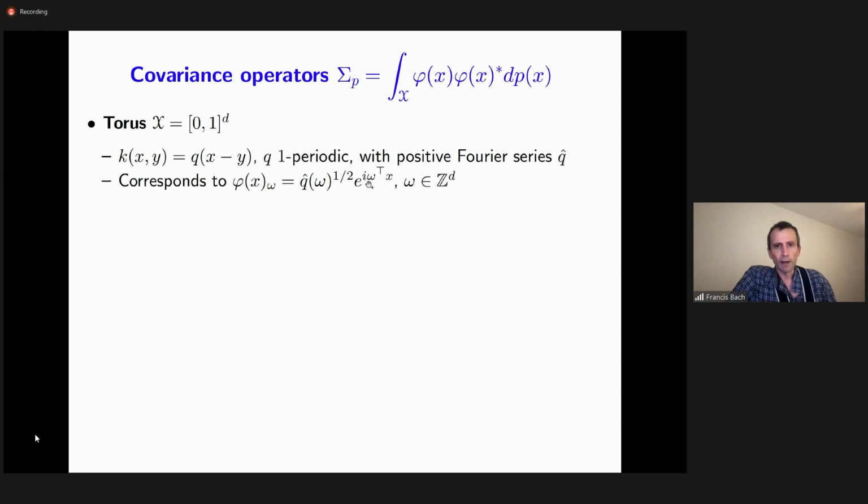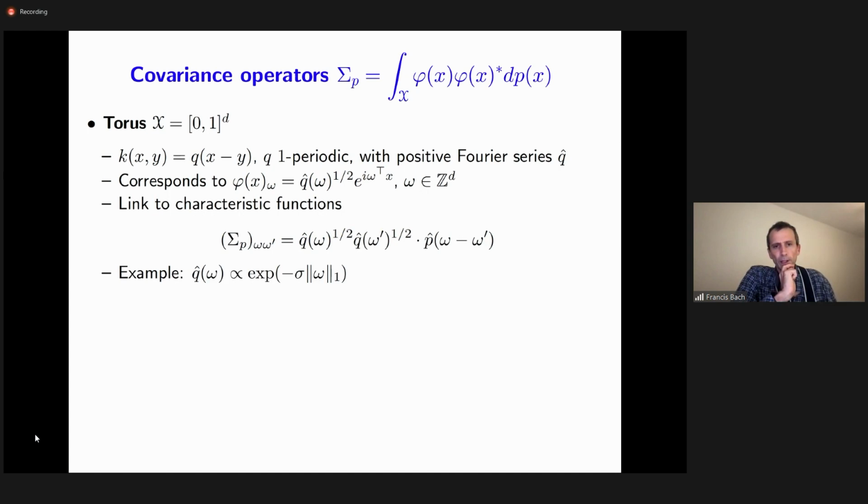They are missing a 2 pi here, sorry. There's a complex exponential here, times a scaling factor. And that scaling factor is here to make everything sum to 1 or be less than 1. So if you compute the norm of phi of x, the square norm of phi of x will be the sum of all q hat of omega, and we're going to assume this is less than 1. So essentially, we're going to consider infinitely many frequencies.